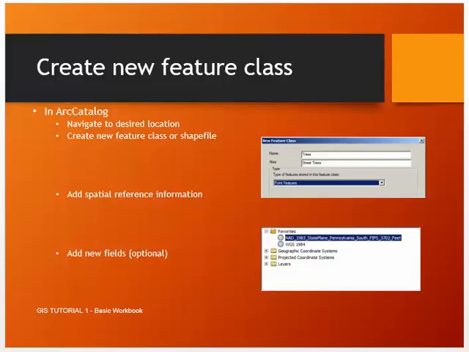So in Arc Catalog, you would navigate to the location you want to work in, either a folder or a geodatabase, and you would right-click on that location and select New, either feature class or shapefile. You'd get a dialog box asking what it's called and what kind of geometry you want to store in it. You want to tell the software what the spatial reference information is, what coordinate system, what zone you're in, and then you can also add new fields to the attribute table. That can be done now, or it also can be done later after you've created your features.